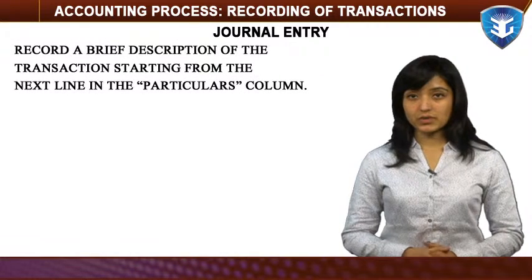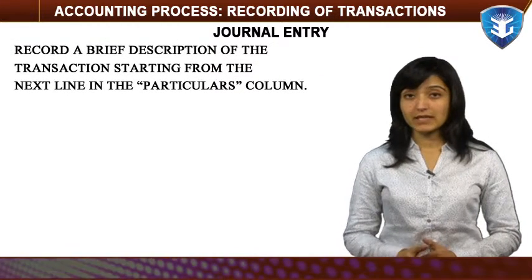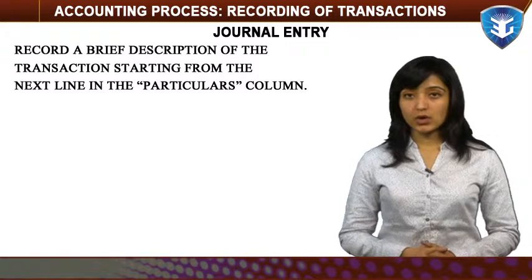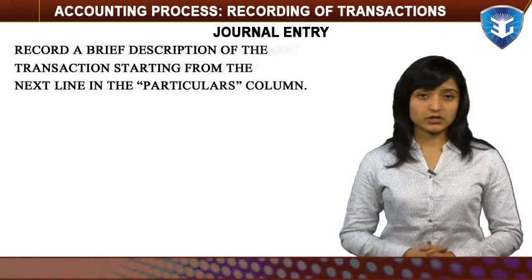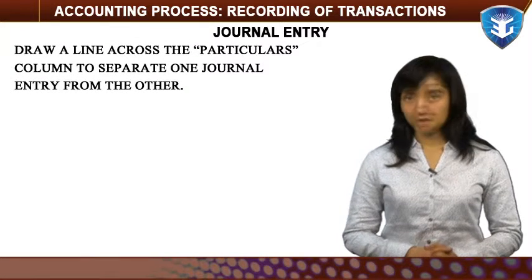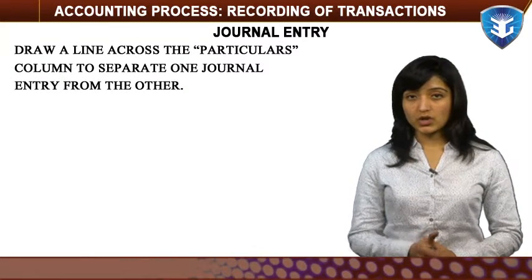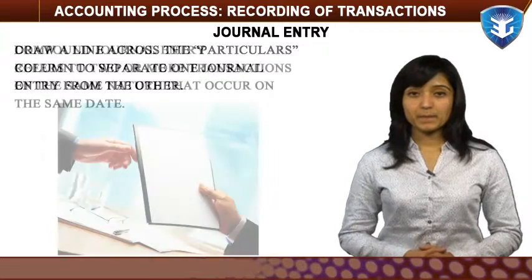Record a brief description of the transaction starting from the next line in the particulars column. This brief description of the transaction is termed as narration. Draw a line across the particulars column to separate one journal entry from the other.